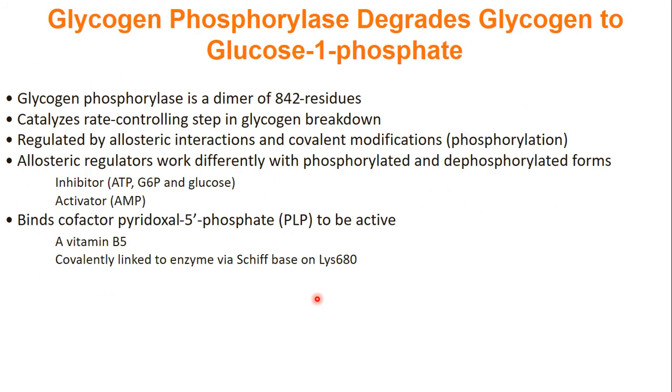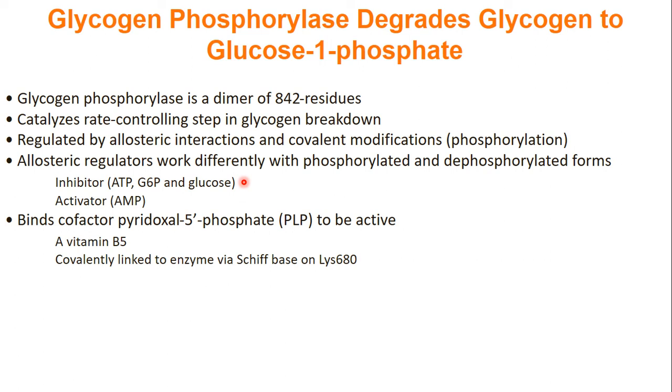All right. So let's take a look at glycogen phosphorylase. It's a dimer of 842 residues, and it catalyzes the rate controlling step in our glycogen breakdown, and it has regulation by allosteric interactions and covalent modifications. Our covalent modification here will be phosphorylation, and these regulators work differently with the enzyme if the enzyme is phosphorylated or if the enzyme is dephosphorylated. Our inhibitors for this enzyme are ATP, G6P, and glucose, and that should make perfect sense.